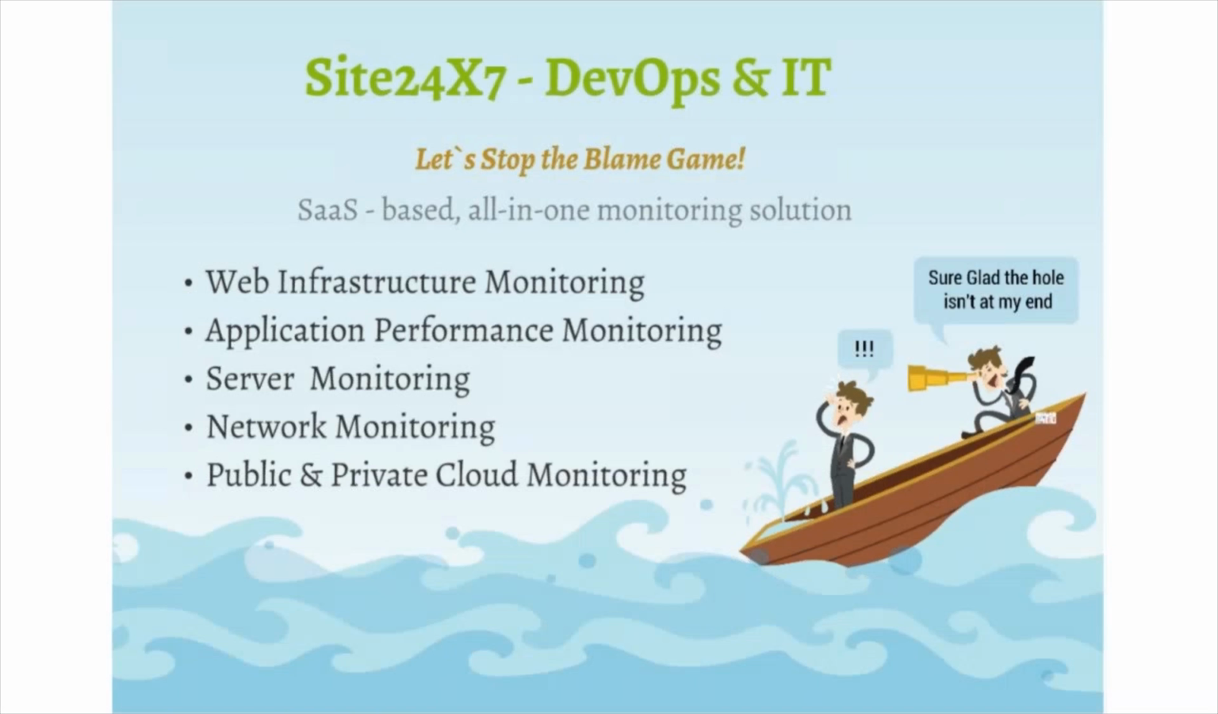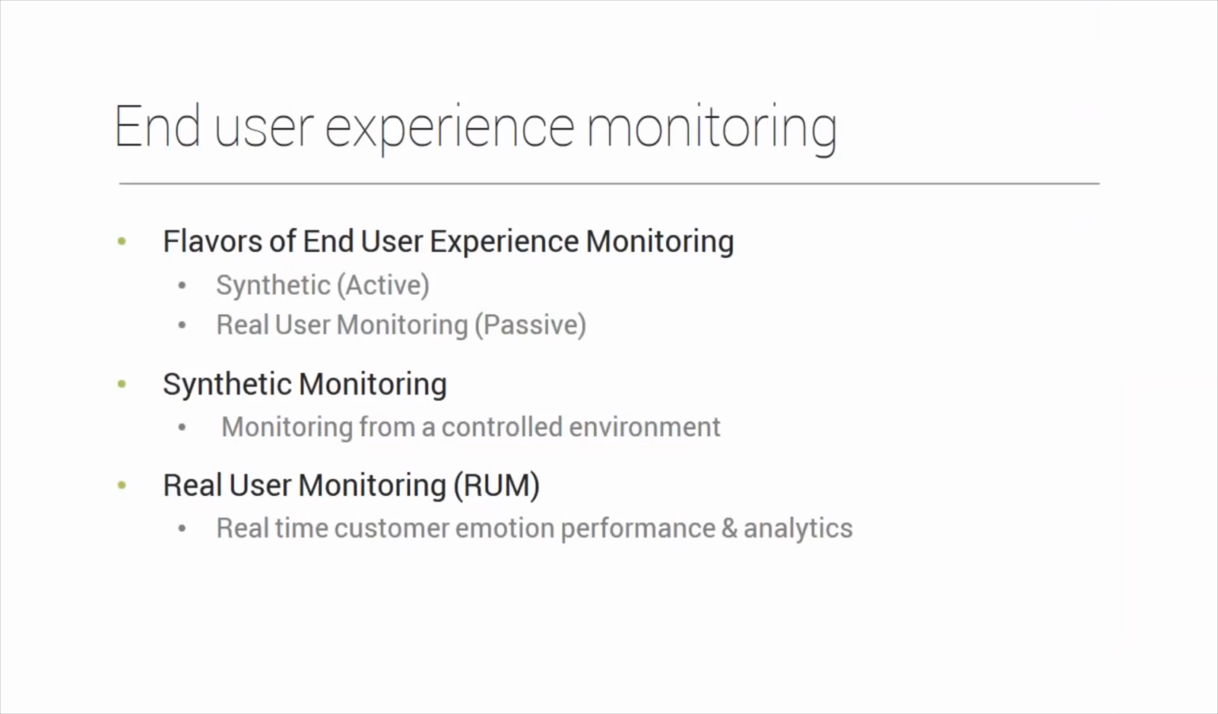All right, so what is Site24x7? Site24x7 is a powerful all-in-one monitoring solution from the cloud. You can monitor your entire infrastructure from one single console. We offer end-user experience monitoring, application performance monitoring, that is APM Insight monitoring, by which you can monitor the performance of your applications like Java, .NET, and Ruby on Rails. Server monitoring helps you monitor your Windows and Linux servers from cloud. Network monitoring helps you monitor your switches, routers, firewalls, etc. Public and private cloud monitoring helps you to monitor your cloud infrastructure.